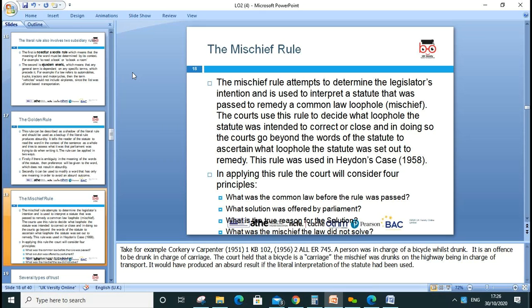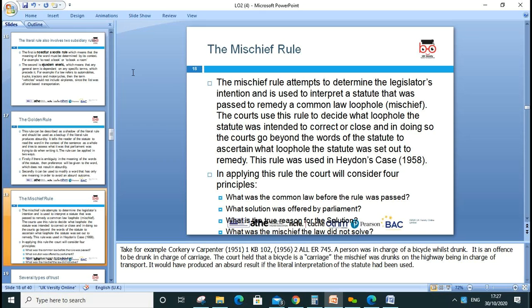Mischief. The court used the rule to decide whether the loophole the statute was intended to correct or close. In doing so, the court goes beyond the words of the statute to ascertain what loopholes existed and what remedies the statute provided in that case. This is one of the case laws, from 1958. Any question here? No. So we learn about common law, also called case law.